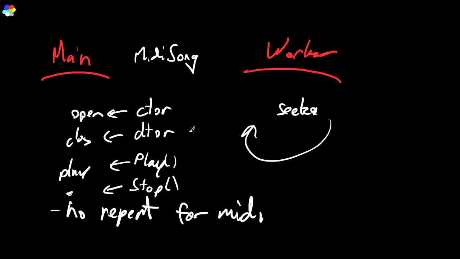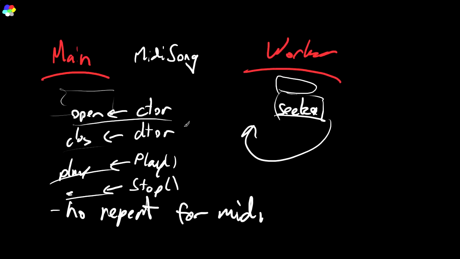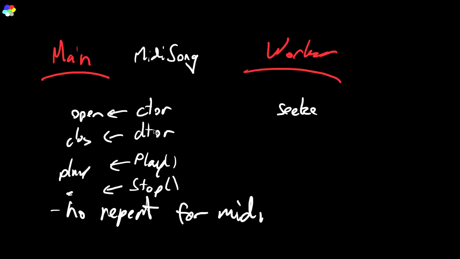Now this doesn't work. Basically, for MCI, the thread that opens the file, the thread that calls MCI Send String with the open command, has to do all the commands. So you can't open up a file or a device, as it's called, in one thread and then use it in another thread, for example, for the seek command. That doesn't work.